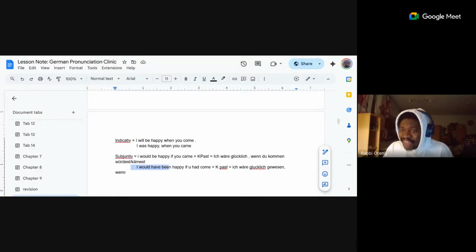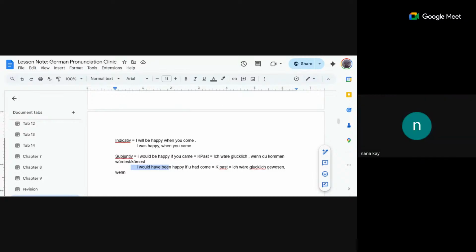Sein is to be. The past tense is war. Then the present perfect is ist gewesen. Haben is to have. The past tense is hatten. Then the present perfect is habe gehabt or hat gehabt, depending on the pronoun. Klar?